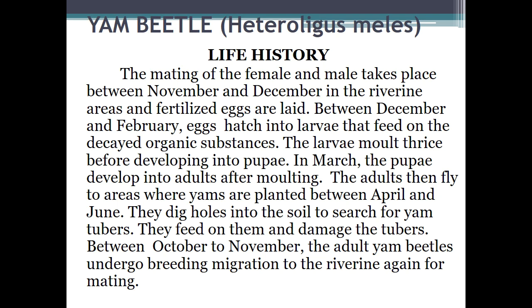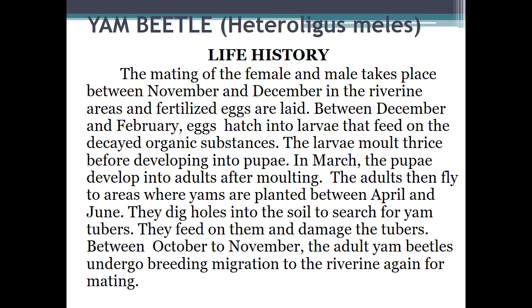In March, the pupa develop into adults after molting. So in between February and March, this pupa develop into adults after molting. The adults then fly to the areas where yams are planted between April and June. They dig holes into the soil to search for yam tubers. They feed on them and damage the tubers.